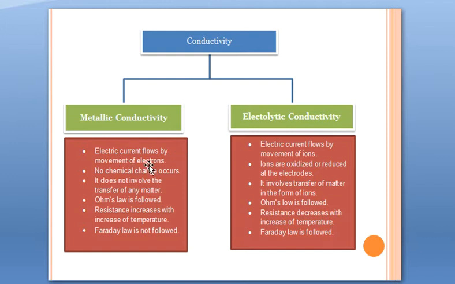Electron current flows by movement of electrons. We already know this. Electron current flows by movement of ions. No chemical change occurs here. One important point again. Metallic conduction mein there is movement of electrons, but there is no chemical change. Whereas in electrolytes, you saw that in electrolytic conduction, in an electrolytic cell, oxidation takes place at anode and reduction takes place at cathode. Thus there are chemical changes. Does not involve any transfer of matter. We have transfer of matter here from one part of the cell to another.